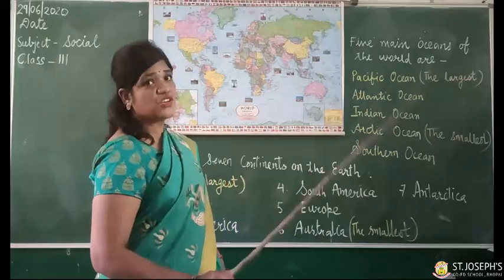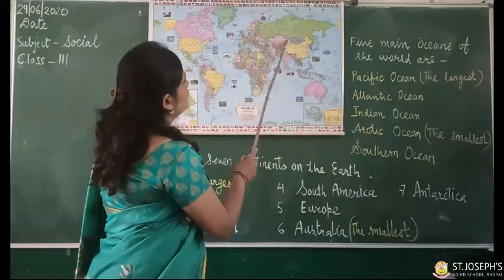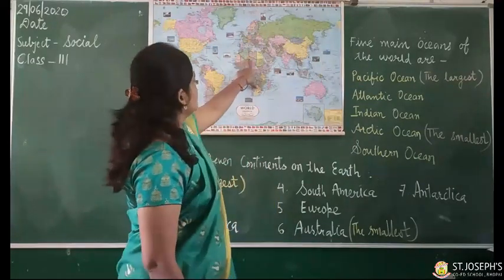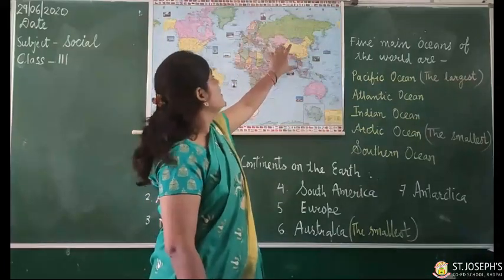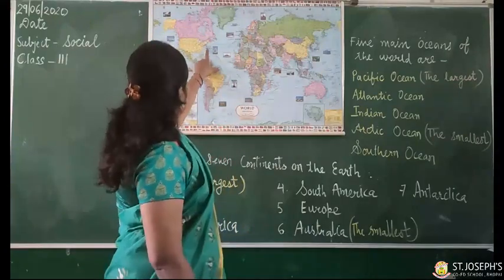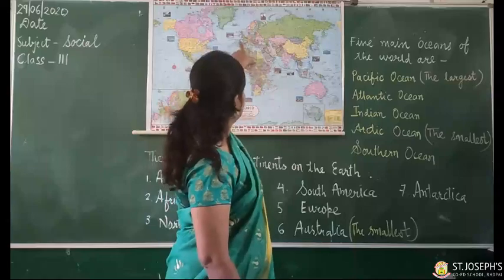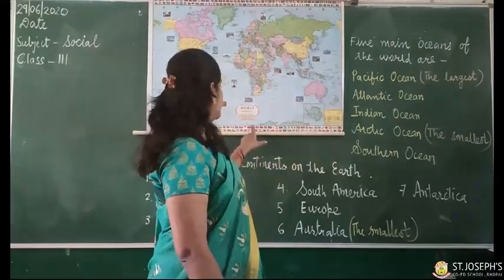Okay, now once again I will show you one map. This is Asia. Then second one is Africa. Here it is Africa. This is first one, the largest one. You can see the area. This is Asia, then this is Africa. The third one is North America. Fourth one is South America. Fifth one is Europe, that is here. Then sixth one is Australia, and the last one is Antarctica.